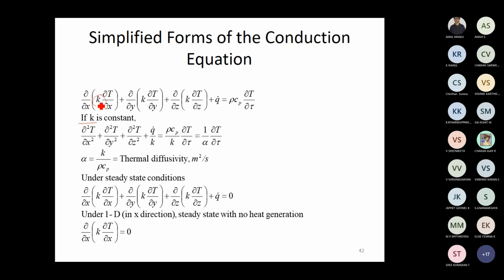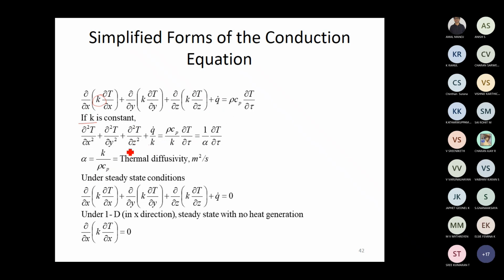So when we take this conductivity out, you have dou square t by dou x square here, dou square t by dou y square here, dou square t by dou z square here. And then when we divide the entire equation by k, you will have q dot by k, and rho Cp by k comes here.